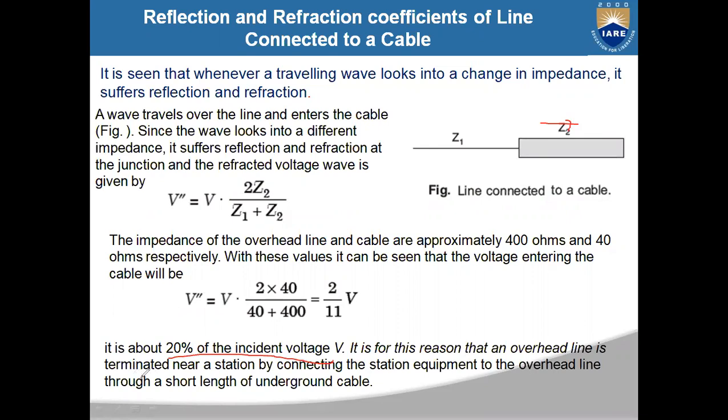an overhead line is terminated with a cable in a substation. If you take a substation, before connecting the overhead line to the substation equipment, you will generally use a cable. One cable will be used between the substation equipment and your transmission line, so that if the surges coming in the transmission line are at higher voltages, whenever they go into the cable they will be reduced to 20% of the incident voltage, so that the terminal equipment will be less affected by those voltages.